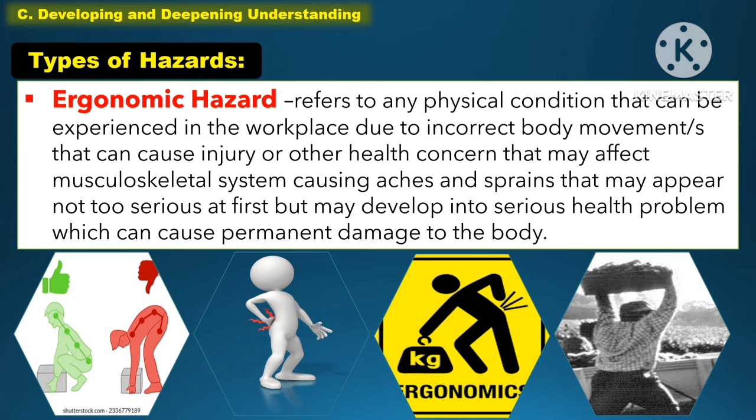Another type of hazard is the ergonomic hazard. It refers to any physical condition that can be experienced in the workplace due to incorrect body movements that can cause injury or other health concerns that may affect the musculoskeletal system, causing aches and sprains that may appear not too serious at first but may develop into serious problem, which can cause permanent damage to the body.